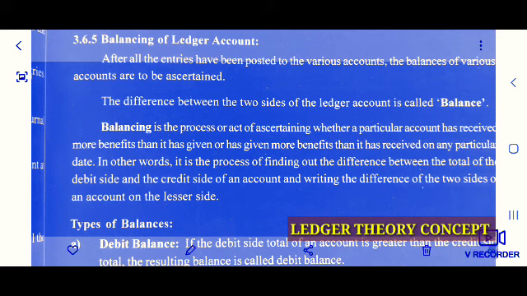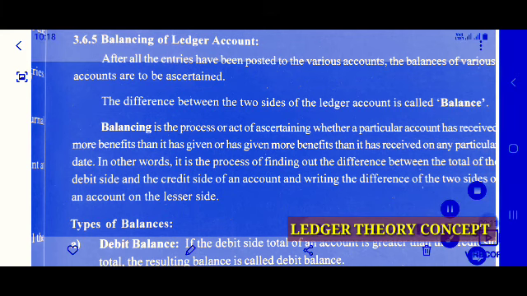Next, after passing the entries, you have balancing here. Balancing means you have to close the account. We have to close the accounts by comparing the balance. After all the entries have been posted to the various accounts, the balancing of various accounts is to be ascertained. That is, the debit and credit balance we have to compare. Whichever side you get the less amount, that difference amount you are going to close.